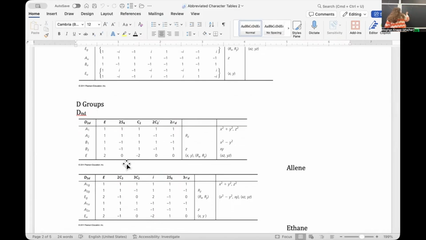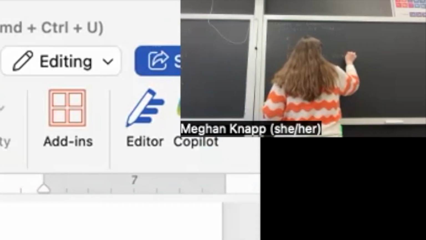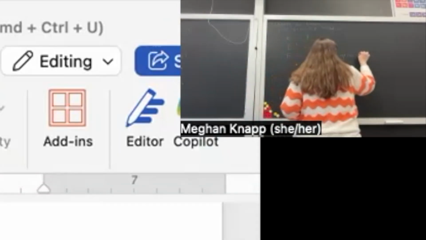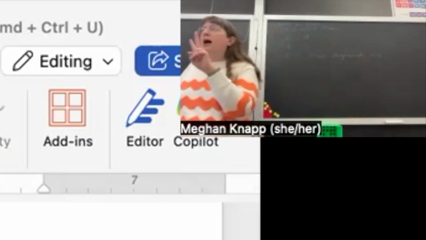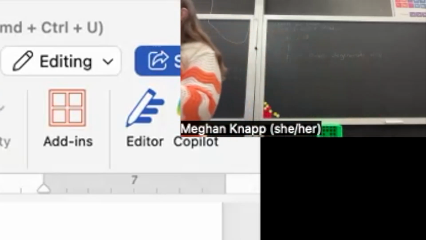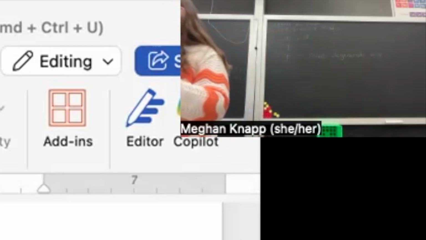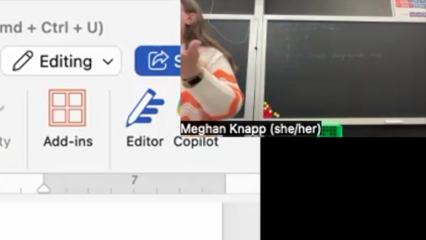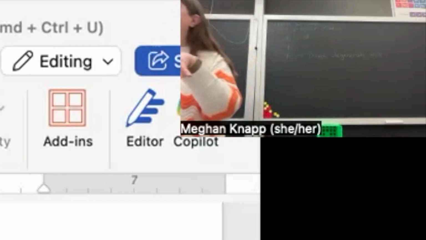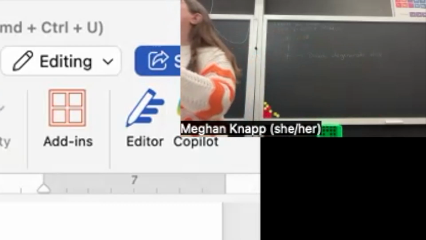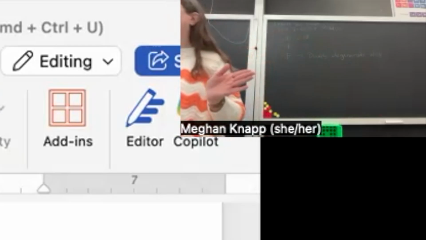If you have an E, this means that you have a doubly degenerate irrep. What does that mean? That means you have two things that are part of your basis, usually things like the X and Y axis. So the X and Y axis are pretty similar, and they're going to start exchanging places. So as I rotate 1/5 of the way around the molecule, the X starts moving into the Y space and the Y starts moving into the X space.